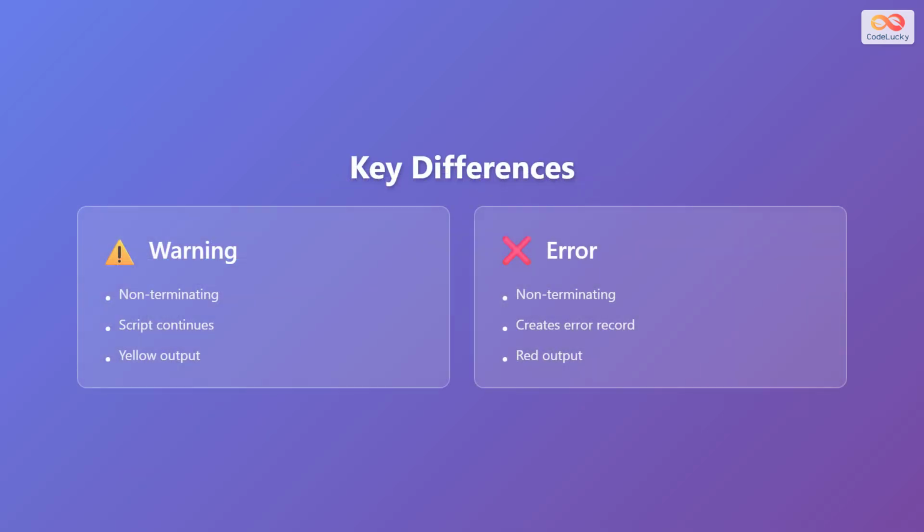Let's compare the key differences between these two cmdlets. Both Write-Warning and Write-Error are non-terminating, meaning they don't stop script execution by default. Write-Warning displays output in yellow, and the script simply continues. Write-Error displays output in red and creates an error record that can be captured for debugging or logging purposes. Use Write-Warning for potential issues that don't prevent execution, and use Write-Error when operations fail or produce invalid results.